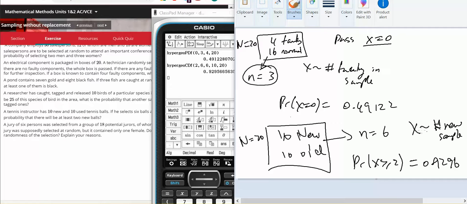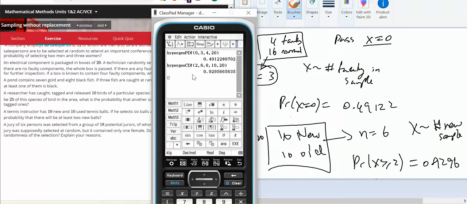Right? So we're getting a sample of 6 from the original population, and we're trying to find the probability of getting 2 or more new balls. Okay, we're selecting 2 or more new balls. So that'd be 2, 3, 4, 5, 6. And what the CDF does is it works out the range for you. Okay, it adds the range of probabilities for you.